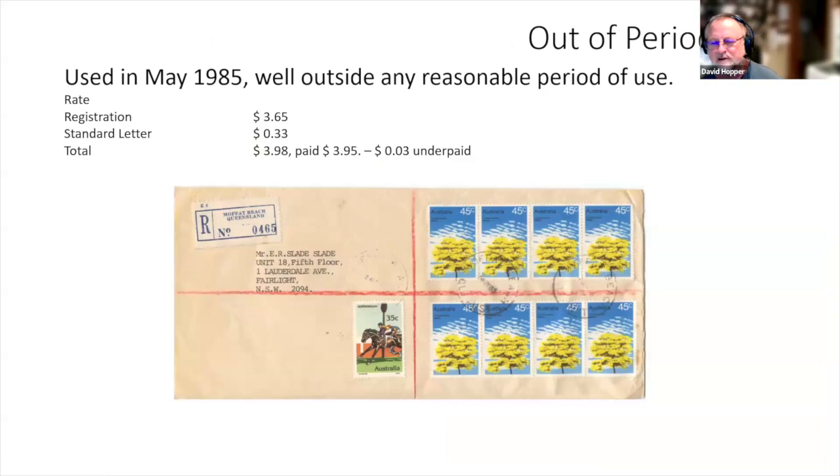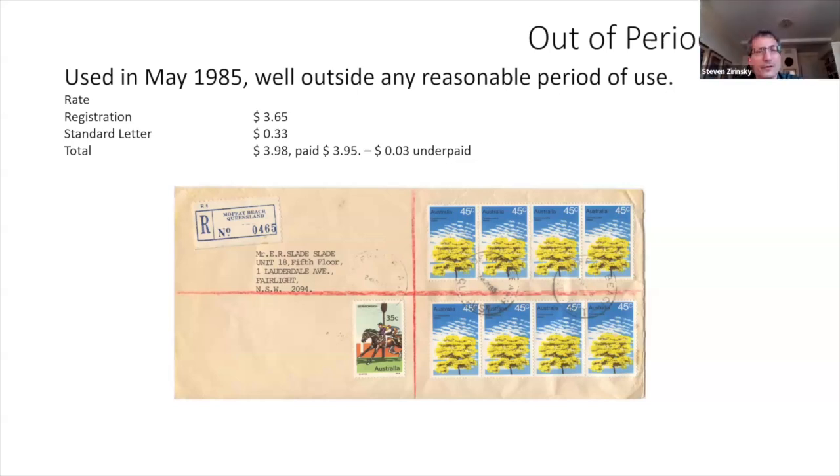And then May 1985, well outside any reasonable period of use, but showing that there's lots of these things kicking around, still available. People are probably buying them at, whatever, 60 cents on the dollar and using them for postage.